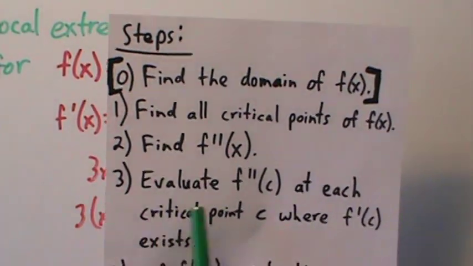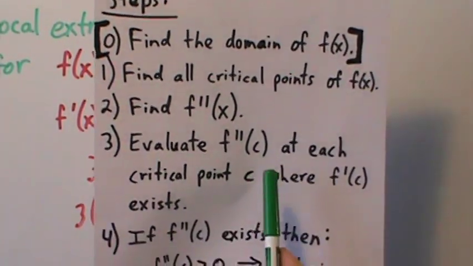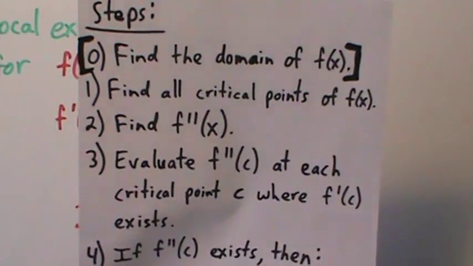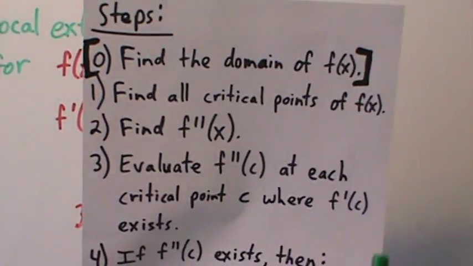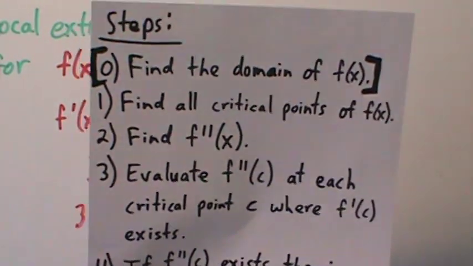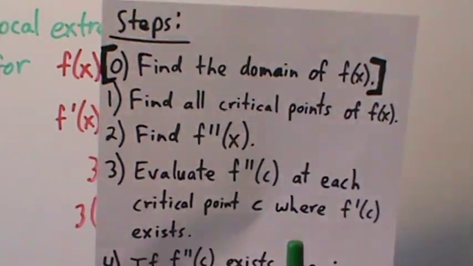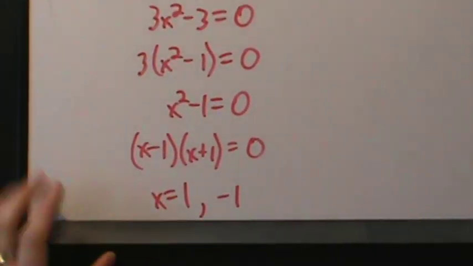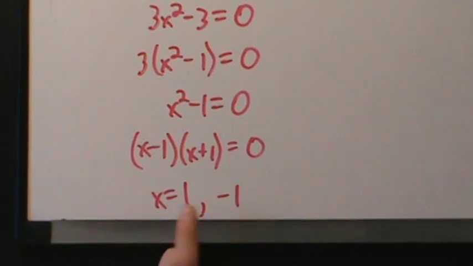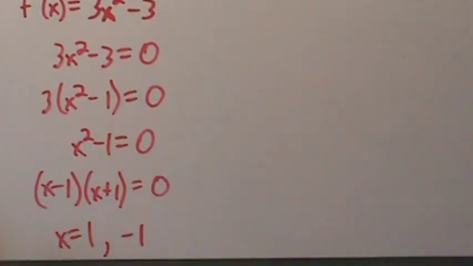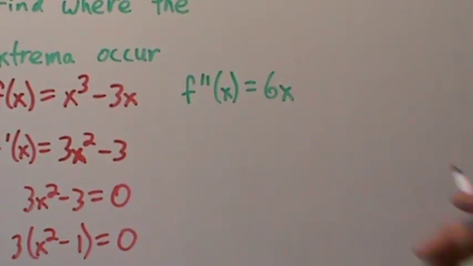And then step 3, evaluate f double prime of c at each critical point c where f prime of c exists. So again, critical point means the derivative is either 0 or undefined. So for all the points where the derivative is 0, all these critical points, evaluate the second derivative there. So we only have these two critical points, 1 and negative 1, and the derivative does exist at both of them, right? It's just a polynomial. So this example isn't too complicated yet.